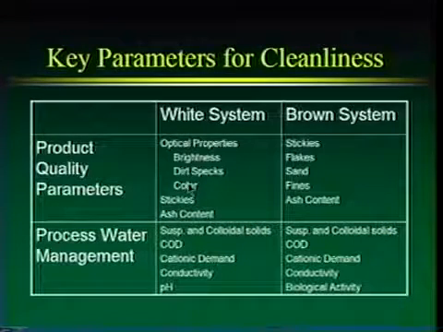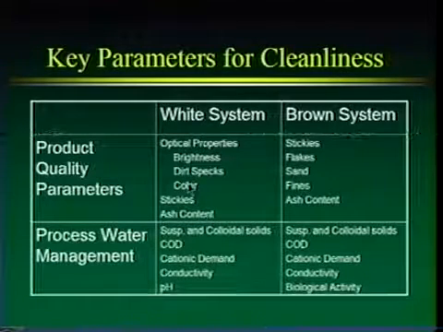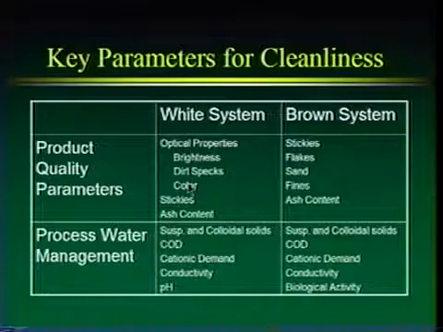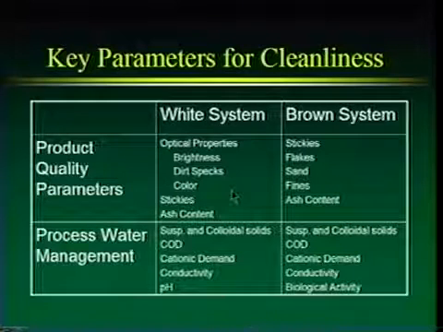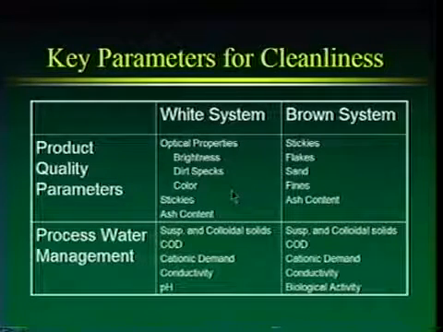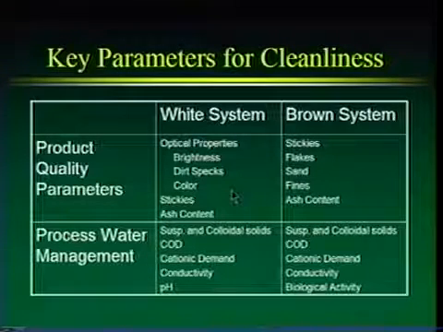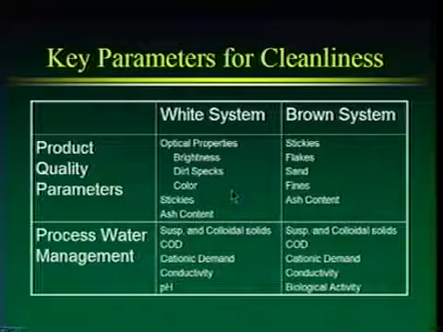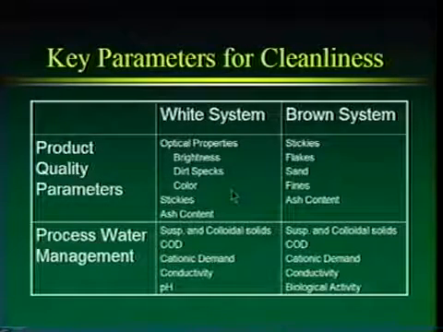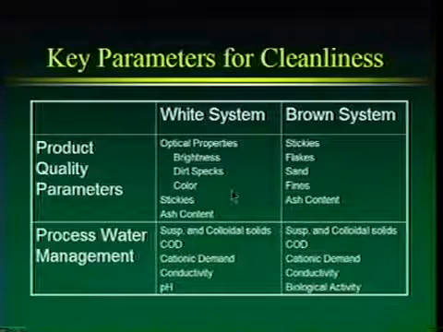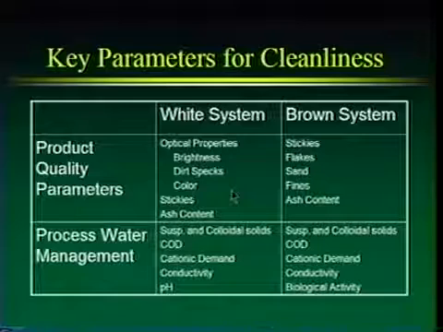So some of the product quality parameters that we're looking at, for the white system, we're looking for mainly optical properties. Strength is important, but optical properties are primary. We want to get high brightness and low dirt specks. We want to eliminate color or have a certain desired color. We need to get rid of stickies. Our customers don't like that, and our paper machines don't like that either. And then the ash content has to be controlled. Too much or too little ash is going to give us all kinds of different problems, such as with strength properties or smoothness, things like that.